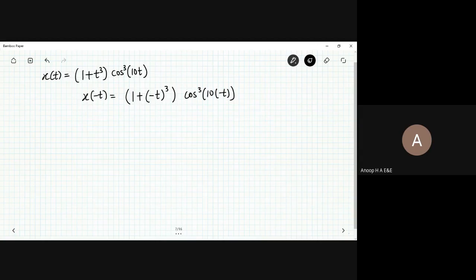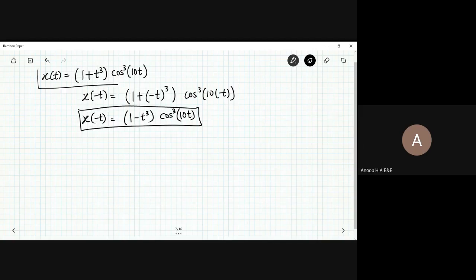Okay, so this is what you can get for x of minus t: 1 minus t cube times cos cube 10t. So that is x of minus t, and this one is x of t, and you can find the even component of the function as x of t plus x of minus t, divided by 2.